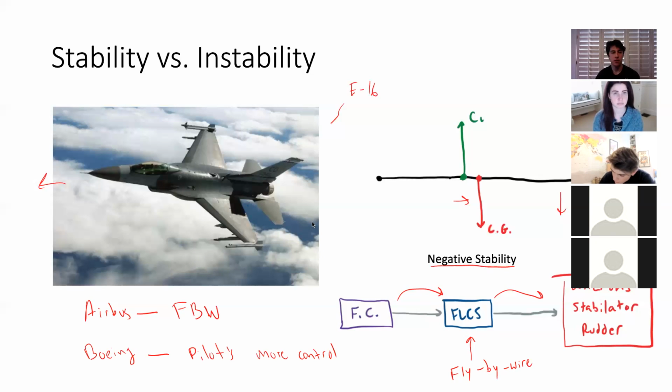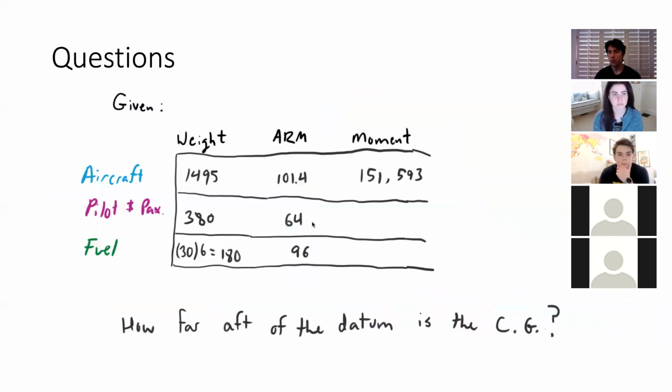Any questions at all? Cool. So that was a short section. It's chapter 10, and this is the question I have for you guys: given all this information, how far aft of the datum is the center of gravity? I just want you to calculate the center of gravity, and the weight here is 180. I just put 30 times 6 to show that the fuel weighs 6 pounds per gallon and you have 30 gallons. I'll give you a few minutes to work this out.